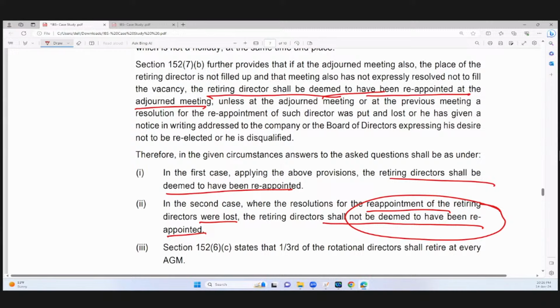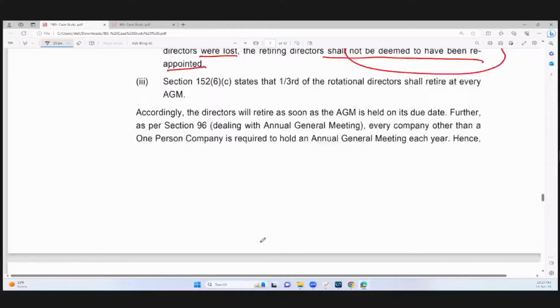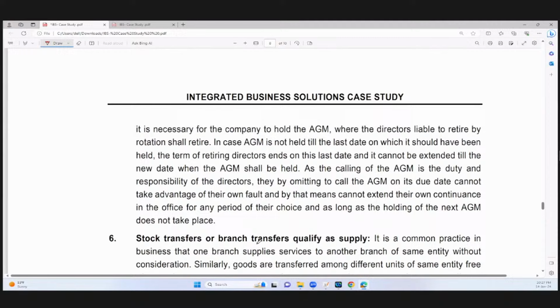But what will be the case? अब retiring directors का क्या होगा? In that case, 152 says that 1/3 of the rotational directors shall retire at every AGM. Okay, and deemed concept हमने देख लिया कि 96 क्या कहता है, 96 हमारा कब due होती है, 96 आपका section कहता कि AGM, you have to conduct an AGM, and in case AGM is not held, the term of retiring auditor ends on the last date. अब हमें ये बताइए, आपका close of the financial year is 31st March.